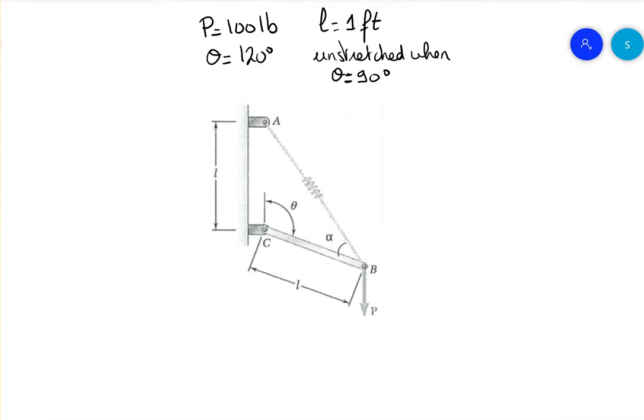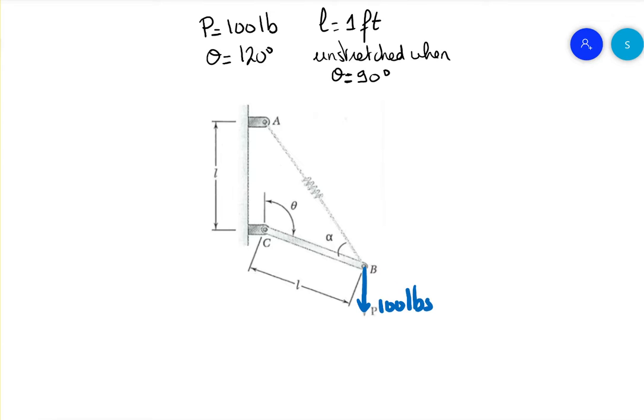So we have little rod CB that is attached by a pin connection at C, and at B there's a pin connection with the spring. Okay, and we apply a force that we know of 100 pounds. That's the force P. So if we look at the free body diagram of the rod CB, what do we have?